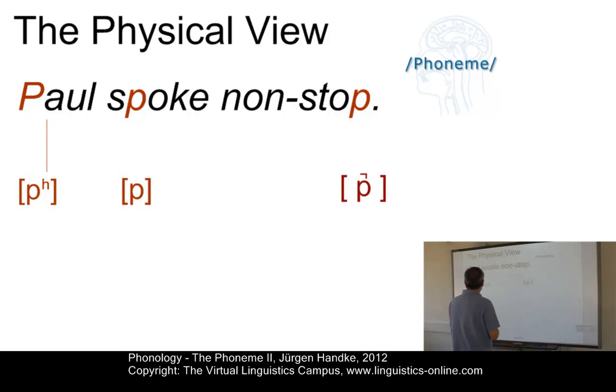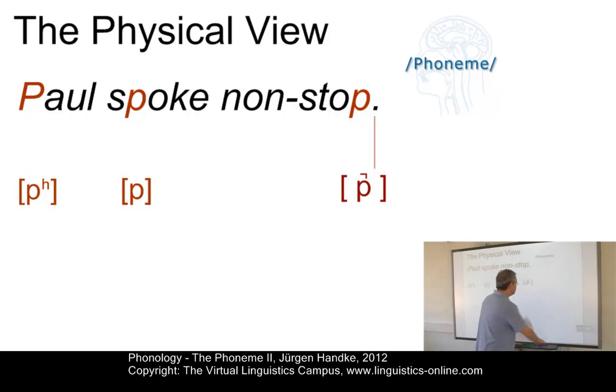The bilabial plosive in Paul is aspirated. The bilabial plosive in stop is incomplete. It involves a sort of absence of plosion. So we do not say stop with a released p, but stop with an unreleased one. And this little diacritic here denotes the lack of aspiration, the incomplete plosion. Well, and the internal one in spoke is neither incomplete nor aspirated.